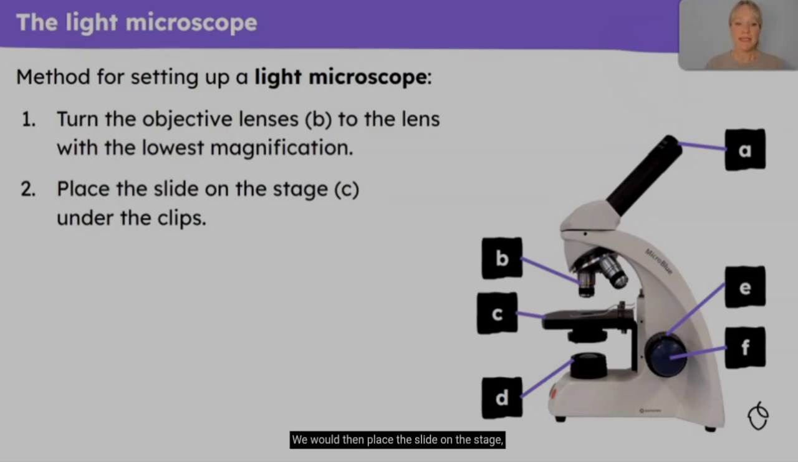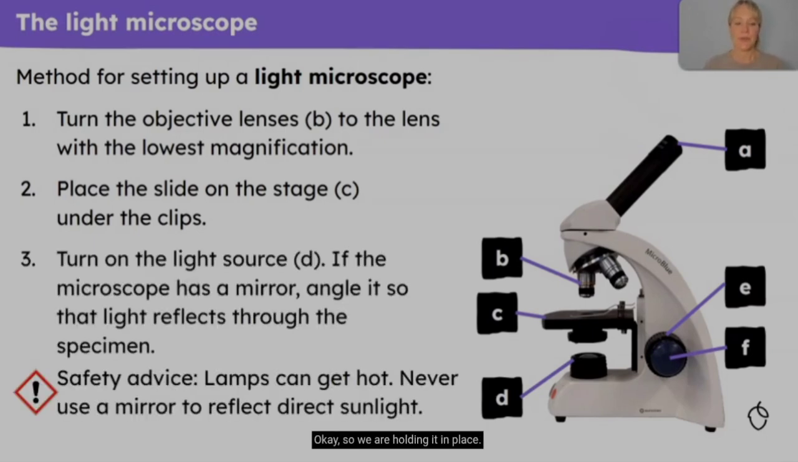We would then place the slide on the stage underneath the clips, so we're holding it in place. We turn on the light source. If the microscope has a mirror, we would need to angle that so that it reflects the light up to the specimen. But we must be careful because the lamps can get hot, and never use a mirror to reflect direct sunlight because that could also damage the back of our eyes, the retina.